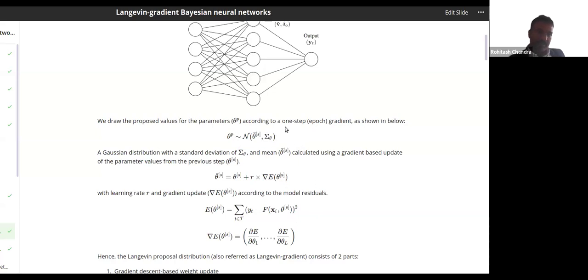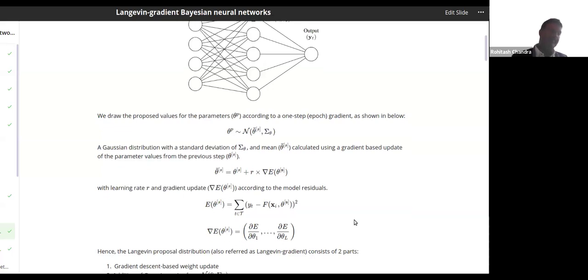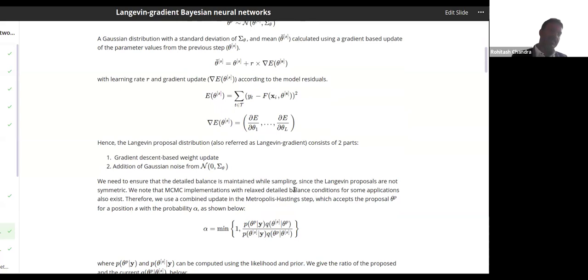Okay. So when you draw from there, because the standard deviation is very small, it's kind of doing a random walk on the gradients. So it's infusing the random walk with the gradients. As you can see, the learning rate is R and the gradient update part is given by, you look at the square error loss and you find the gradients, right? So that's what it's trying to say.